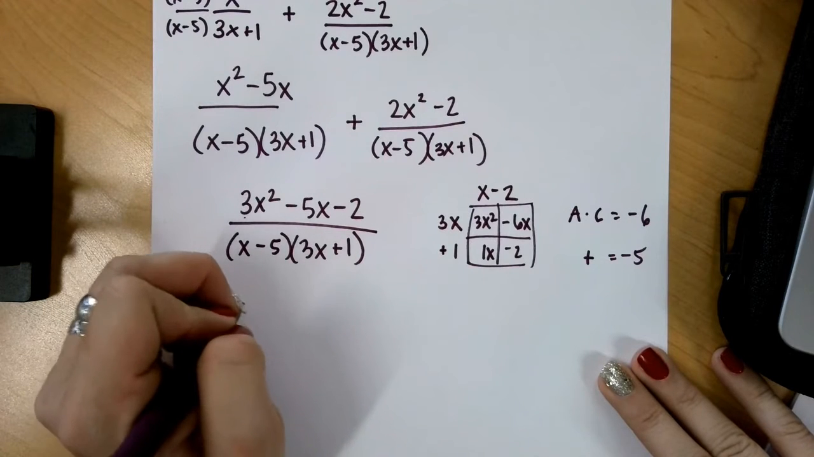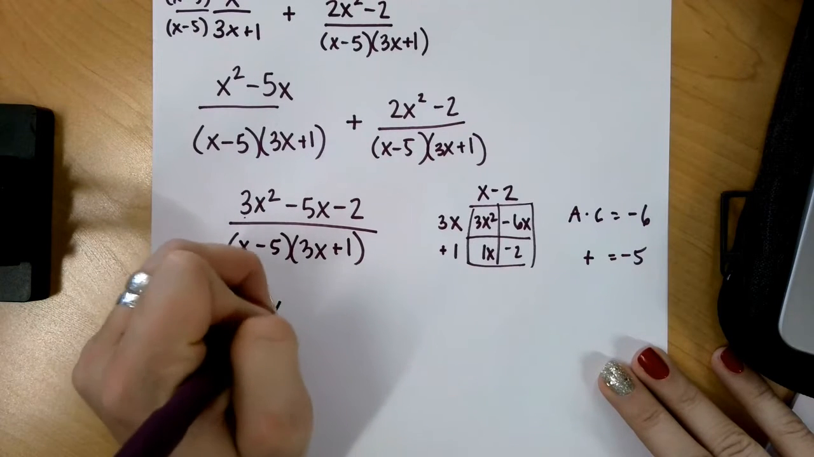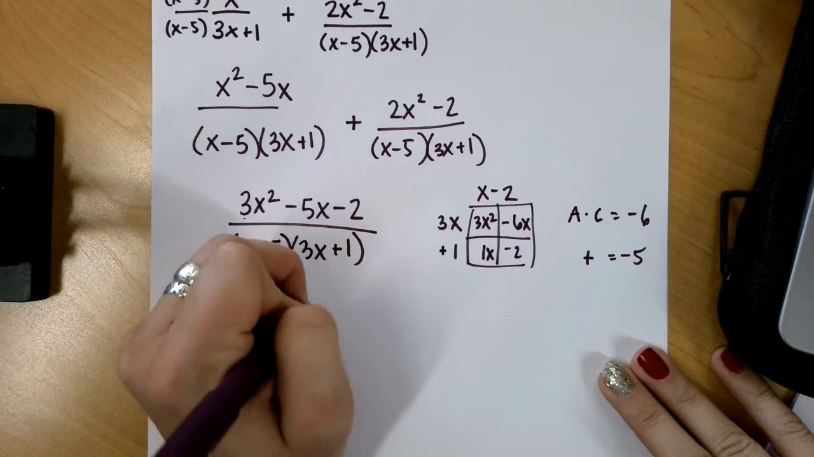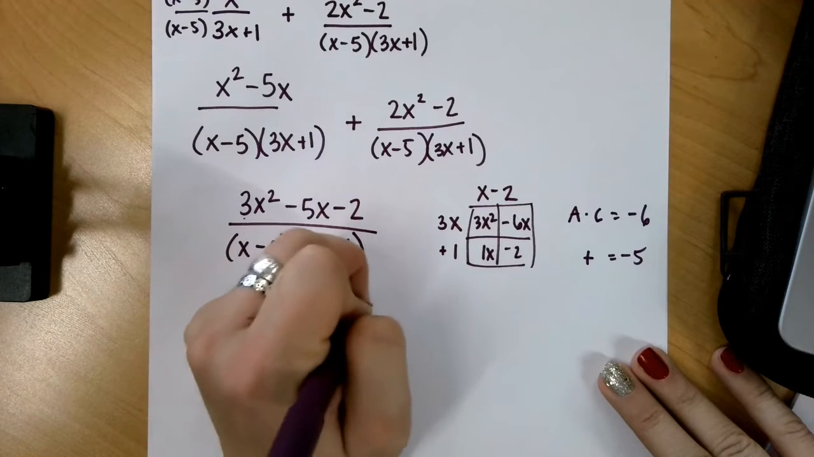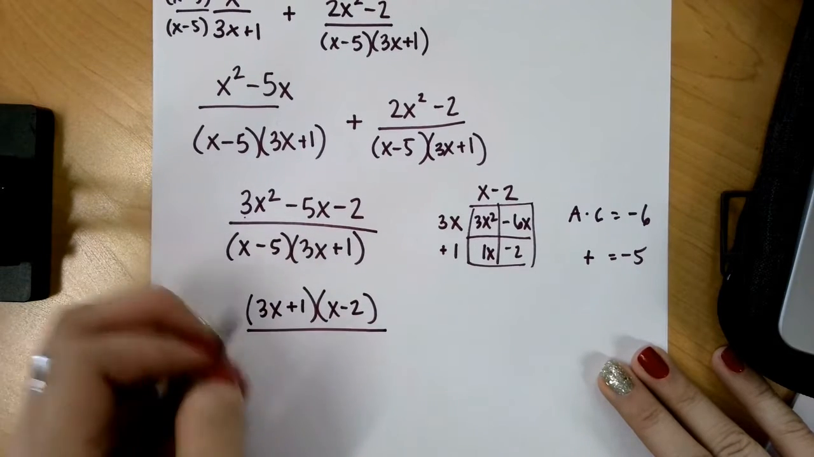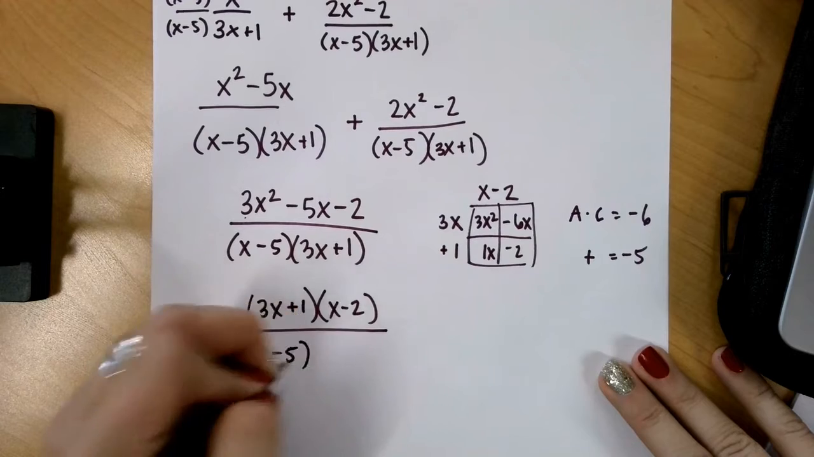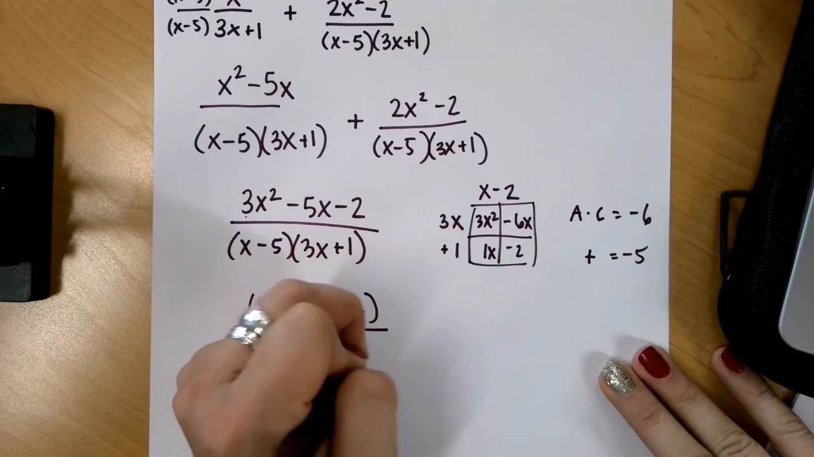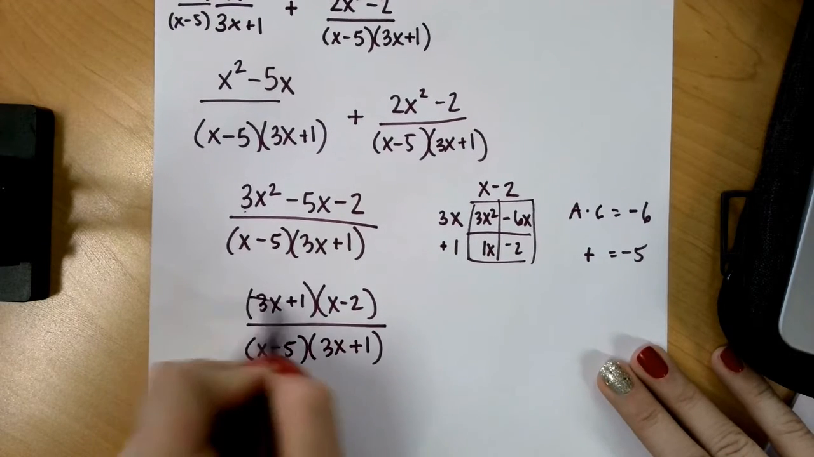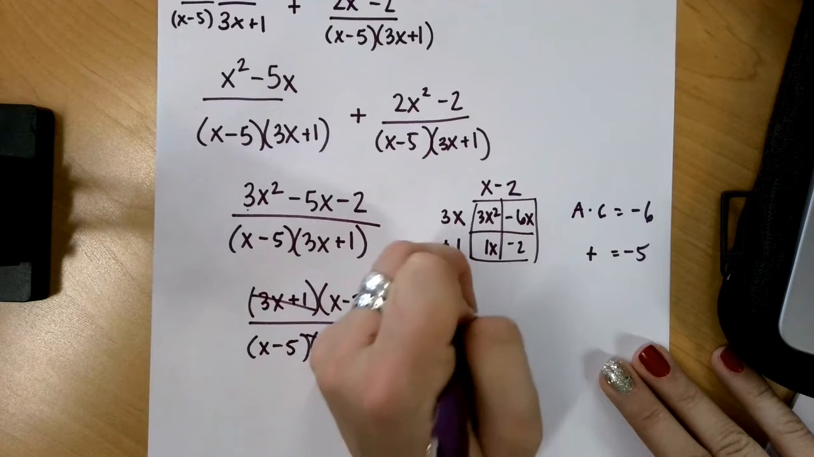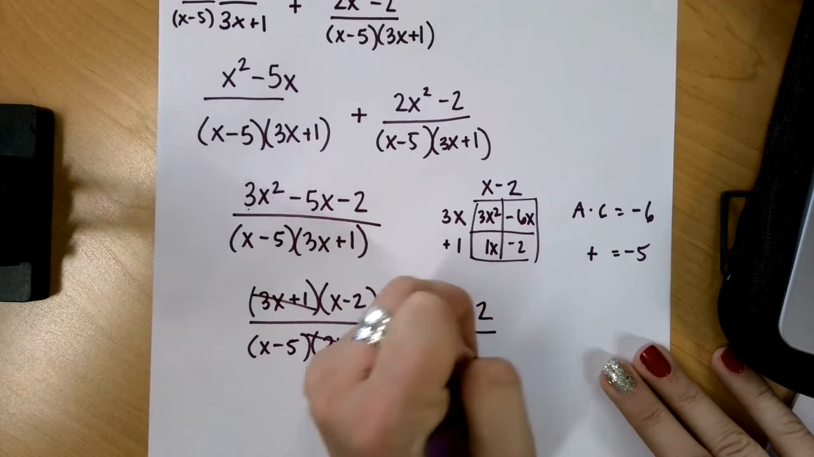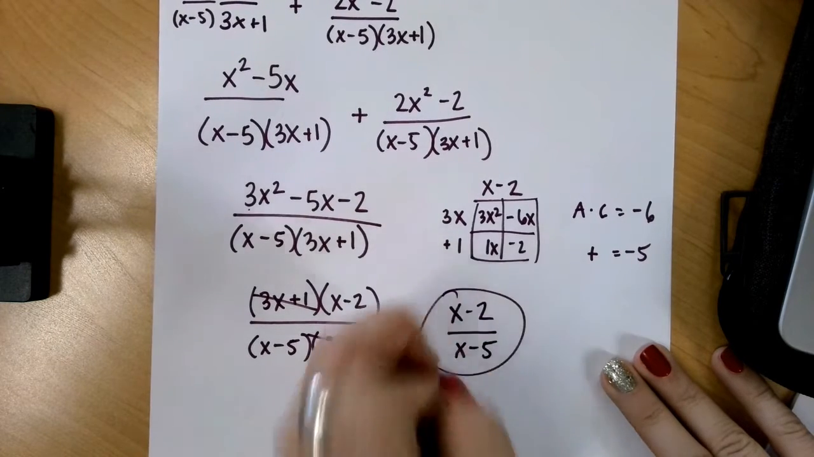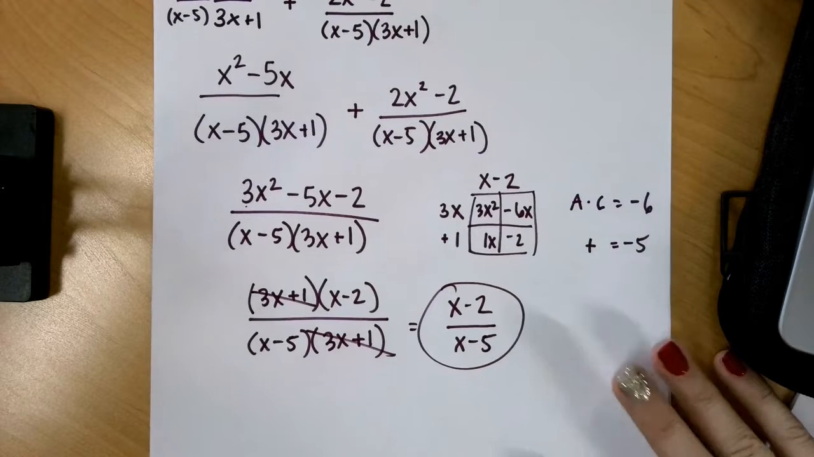So this new term that I have is 3x plus 1 times x minus 2 all over x minus 5 times 3x plus 1. Hopefully you saw my 3x's plus 1. And my final answer is x minus 2 over x minus 5. And that's how you do 3-99A.